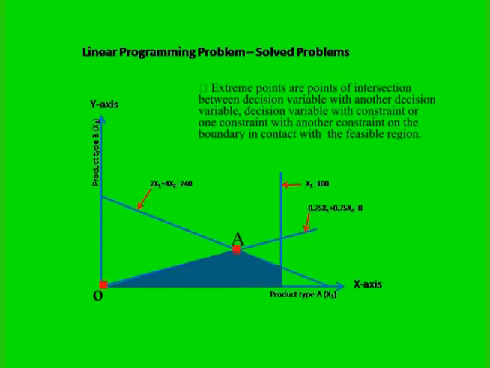Point A, the intersection between the daily sales volume constraint, that's negative 0.25 x1 plus 0.75 x2 is equal to 0, and the raw material constraint, 2x1 plus 4x2 is equal to 240. Point B, the intersection between the raw material constraint, 2x1 plus 4x2 is equal to 240, and the product A daily sales volume constraint, x1 is equal to 100. And point C, the intersection between product type B or x2 and the product A daily sales volume constraint, that's x1 is equal to 100, are extreme points.